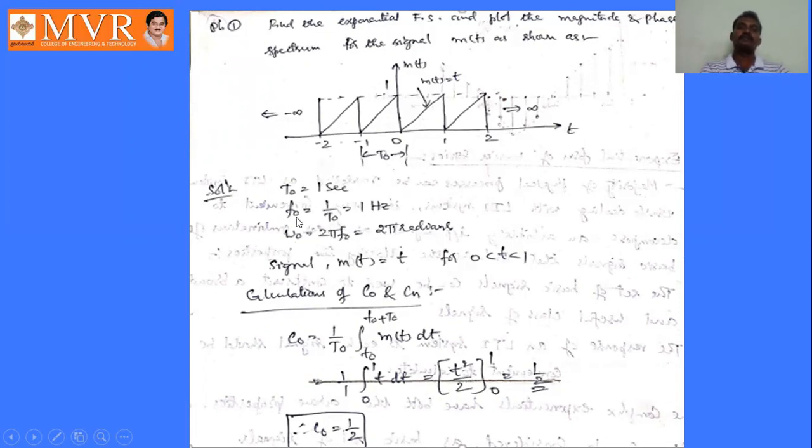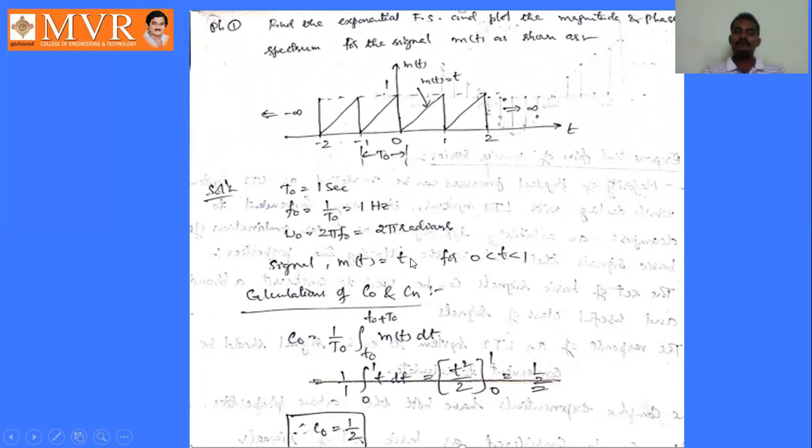So first of all, in the exponential Fourier series also, we have to find these basic parameters, T naught, f naught, and omega naught. Then what is the signal m of t given? m of t is given as t for 0 less than t less than 1. Okay, from 0 to 1, its value is t.